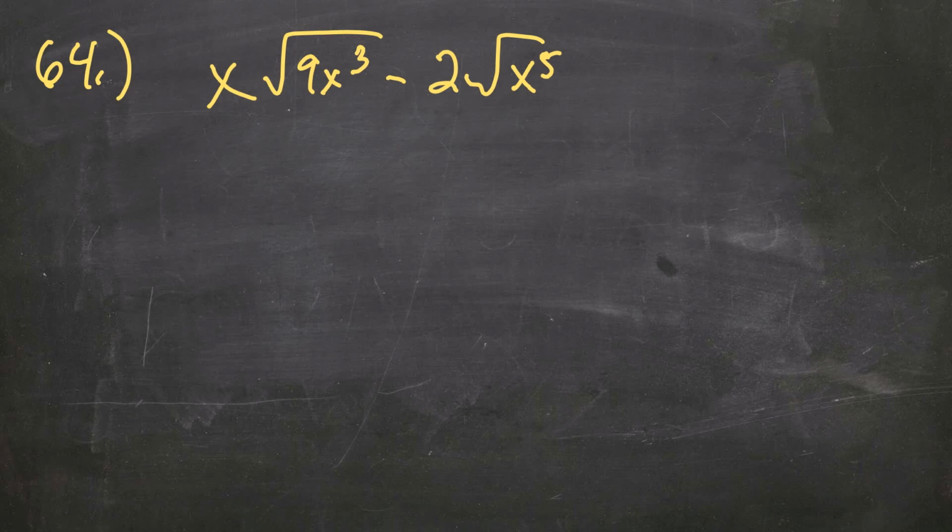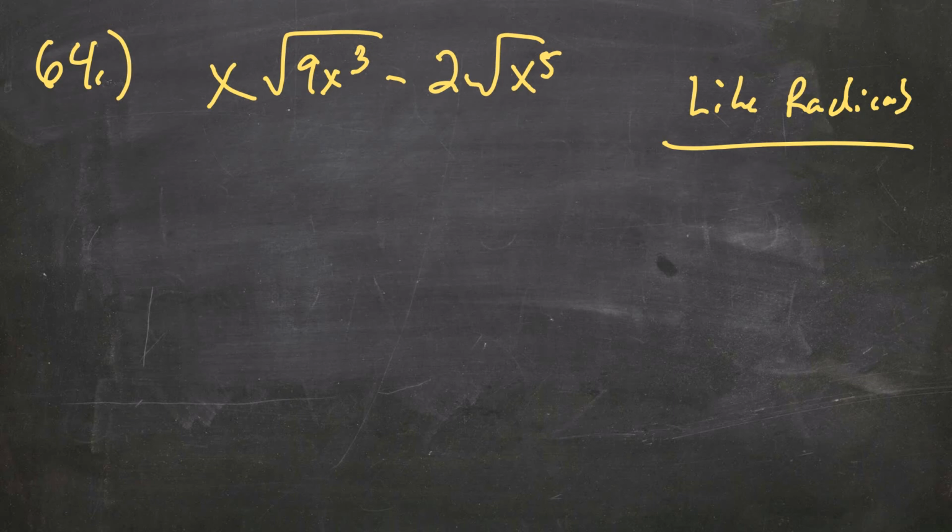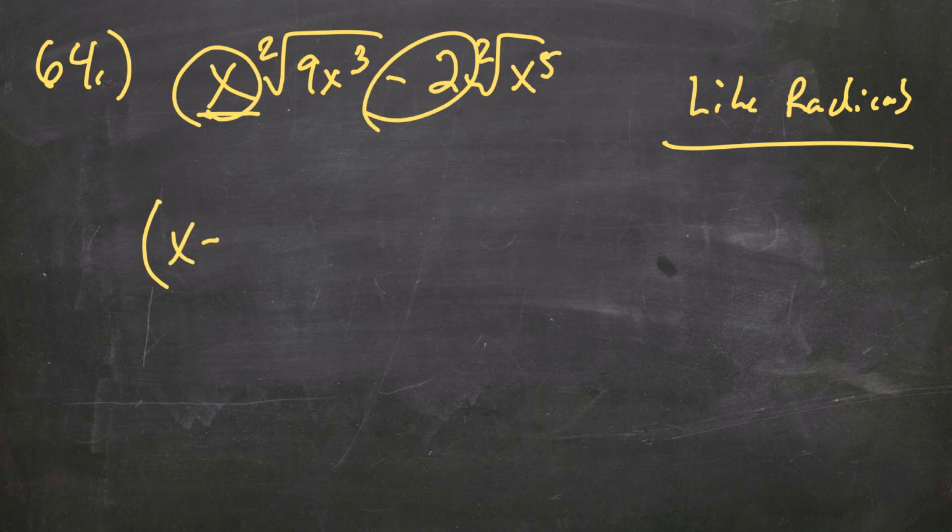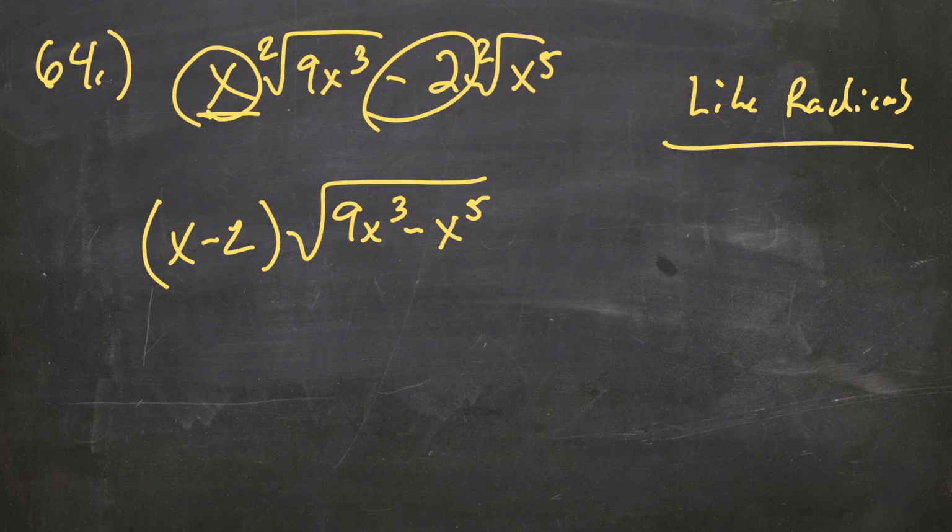All right, 64. Once again, you got to have like radicals. Remember, those are both little 2s, so since they have the same index, I'm just going to do x and minus 2. So my answer becomes x minus 2 square root of 9x cubed minus x to the 5th. And that's my final answer.